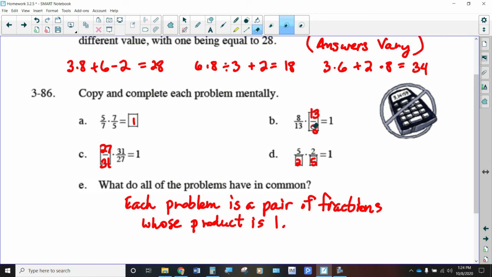So write this as its reciprocal. The product is 1. Write 31 over 27 as its reciprocal. The product is 1. And then if this is 5 times 2 in the numerator to give you 10, then you're going to have to do 2 times 5 in the denominator to give you 10 as well. So each problem is a pair of fractions whose product is 1. They're all reciprocals of each other.